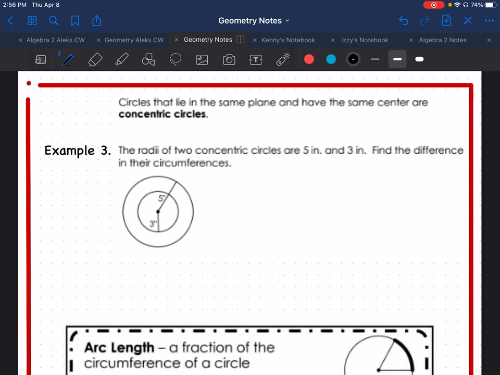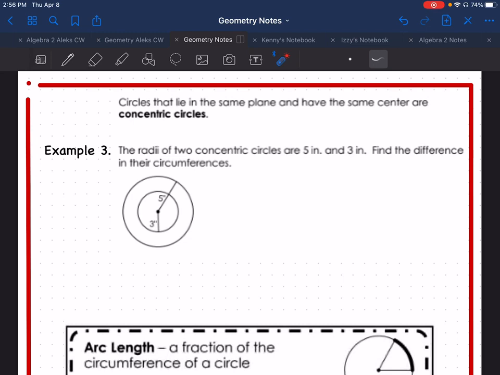Circles that lie in the same plane and have the same center are called concentric circles. Notice my picture below. I have a circle inside of a circle right here. And when this happens, I'm just either going to add or subtract depending on what the problem tells me to do to find whatever it is that they want me to find.